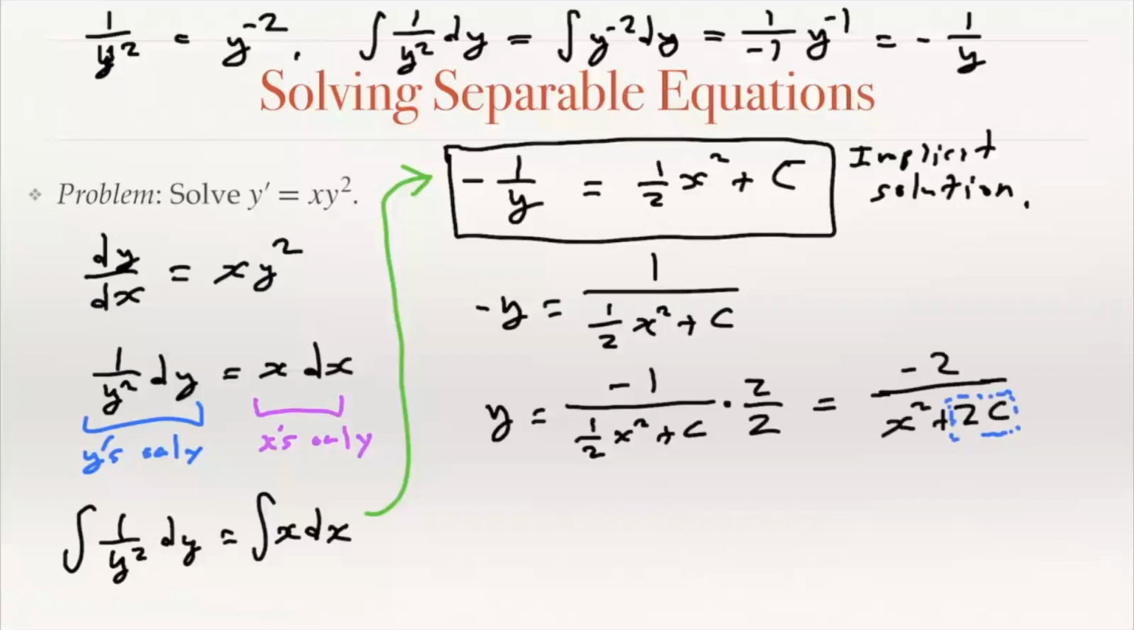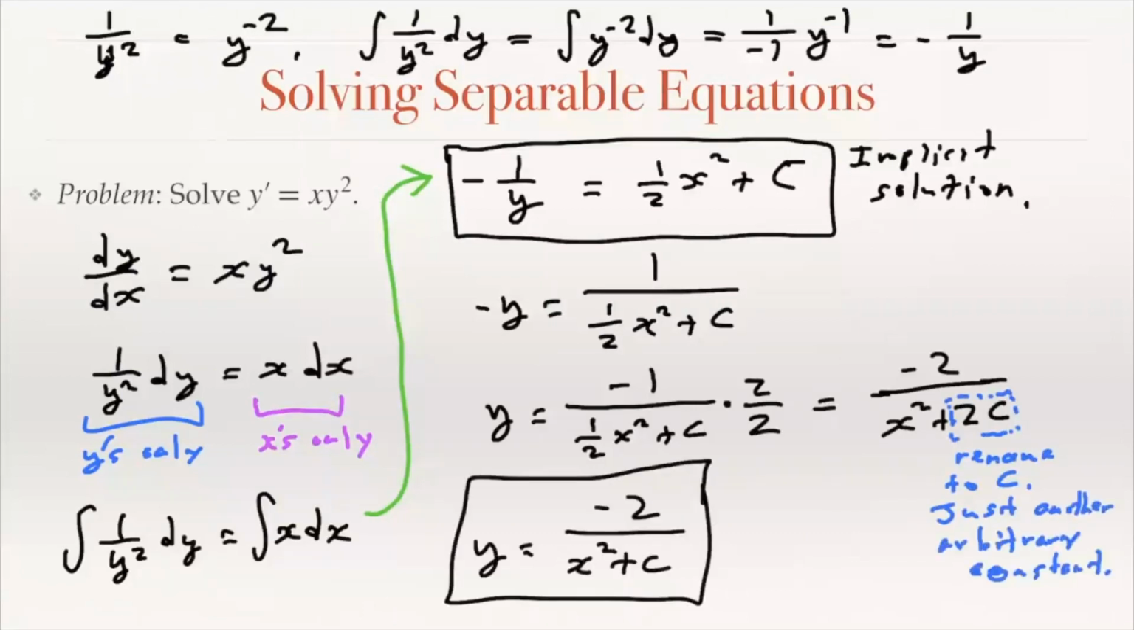And now a lot of things can get absorbed in c. If c varies to be any real number, so does 2c. So we'll just rename this to c because it's just another arbitrary constant. So we get our explicit solution, and we have solved the differential equation. You might even recognize this. We did initial value problems with this before, and we verified that it's a solution to this in a previous lecture.